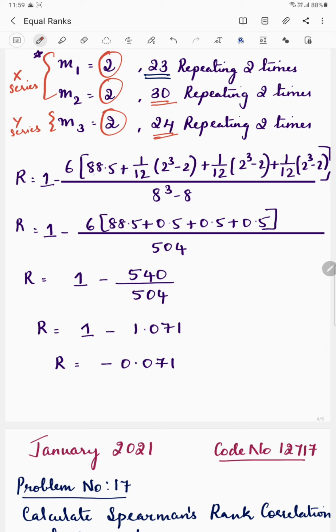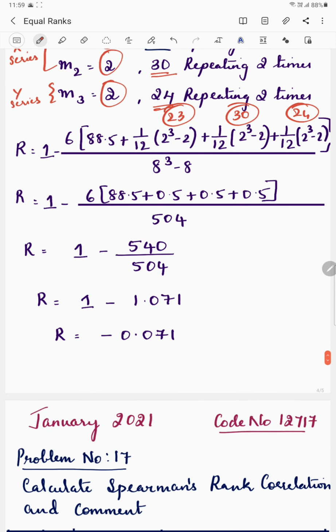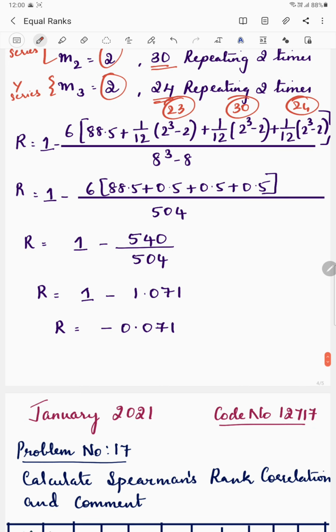1 minus 6 into 88.5 plus 1 by 12, 2 cube minus 2 plus 1 by 12, 2 cube minus 2 plus 1 by 12, 2 cube minus 2. Still if you have doubt why I took it 3 times, I took it 3 times because 23 is repeating twice, 30 is repeating twice and 24 is repeating twice. Okay, then 8 cube minus 8. Okay, so then you're getting this value.